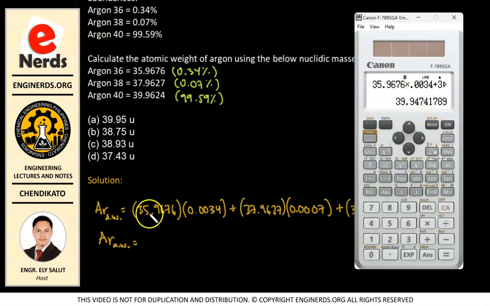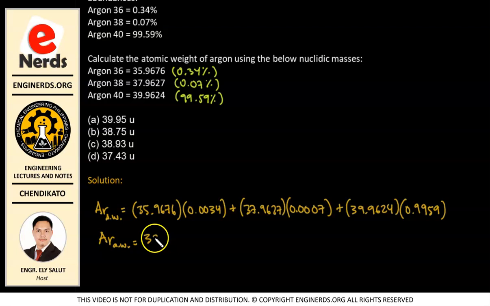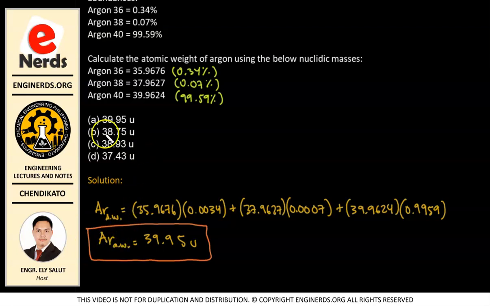Okay, so we will have 39.95 atomic mass unit. So this is our final answer to problem number 2, which is letter A in our choices.